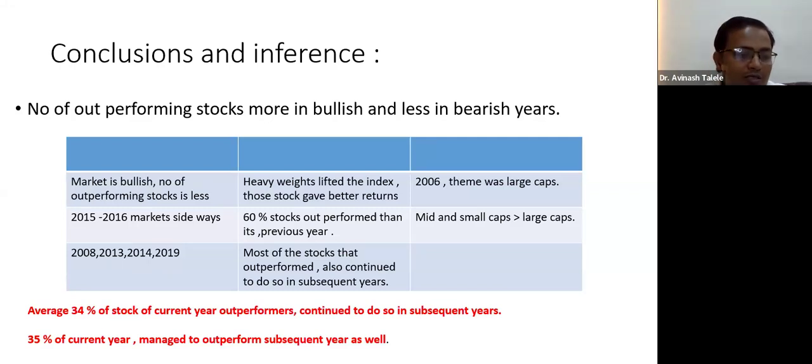So here is the bottom line. On average, in Indian equity, 34% of the current year's outperformers continue to do so in subsequent years. And 35% of the current year's outperformers managed to outperform in the subsequent year as well.